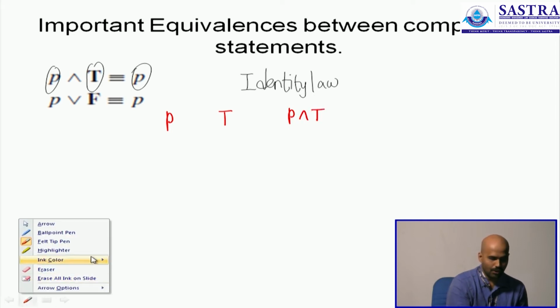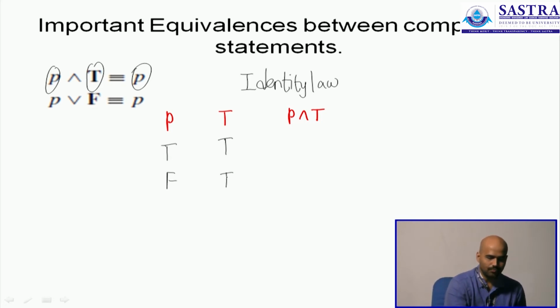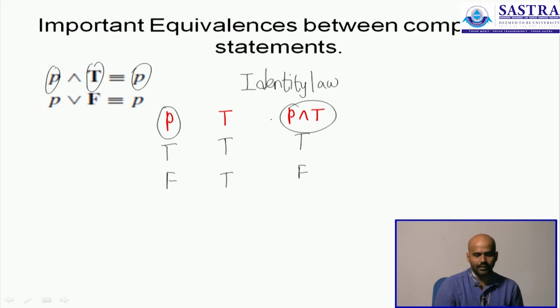So what we are comparing is any statement P which will have only two outcomes and an absolutely true statement which is always true, and you are supposed to do a conjunction between the two. So true and true gives you true, true and false gives you false. Now if you see this, you can see that columns 1 and 3 are similar, they are identical, and hence they are equivalent.